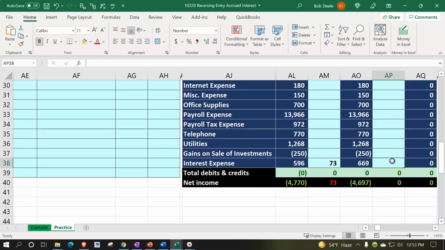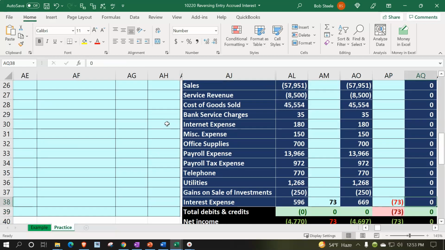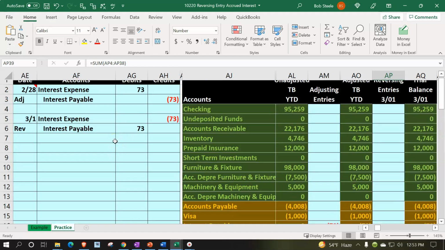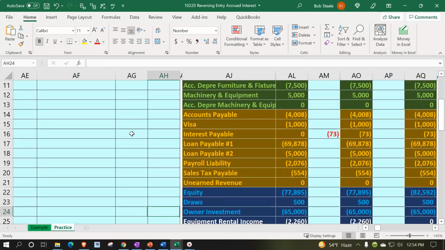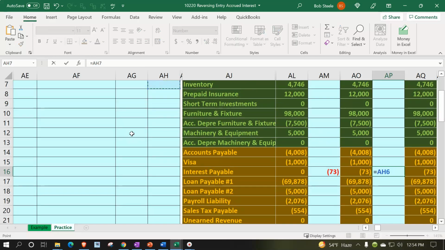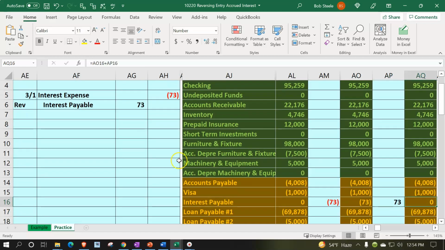We're going to be over here in AP 38. This is going to be equal to, and we will then pick up the interest expense of the 73 and enter, bringing the balance back to 0. And of course, we're out of balance in the AP column as well. Then we're going to take the other side, interest payable. We will reverse it, so it will then go back down to 0. So we're bringing it back down to 0 here for the first day of the following period. There it is. So that brings it back down to 0.